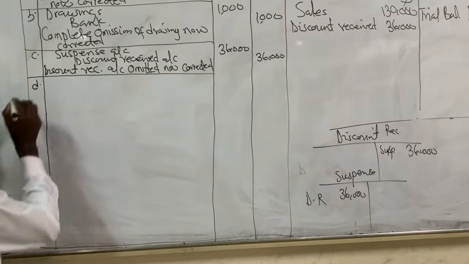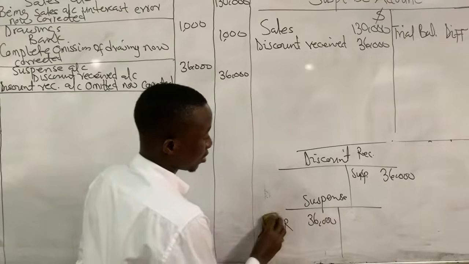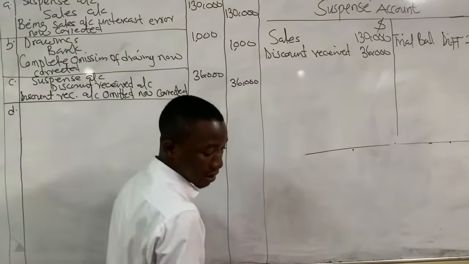Then we look at the next error. Is that okay? And then the next error, that is D. An amount of 50,000 owing to a supplier had been omitted from the list of sundry creditors. So it means that the amount has been omitted from sundry creditors.